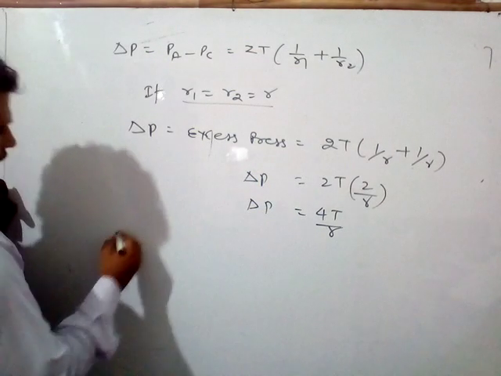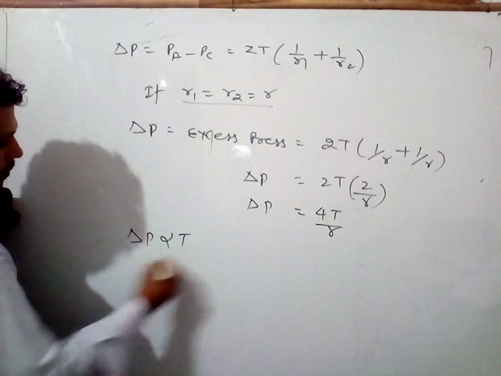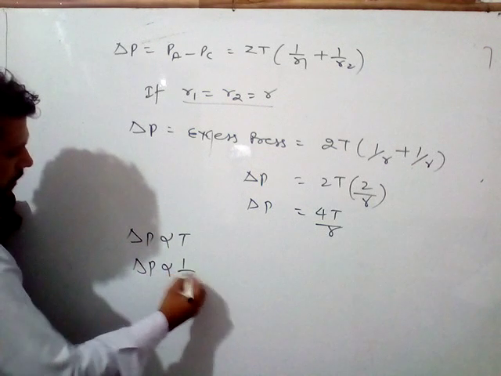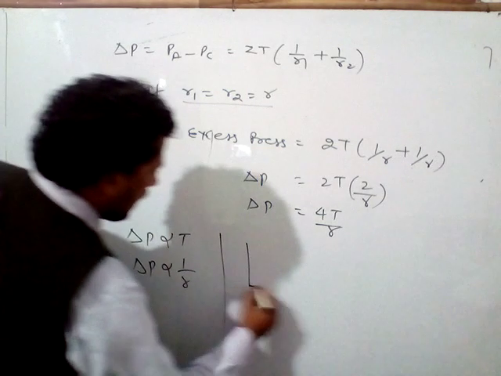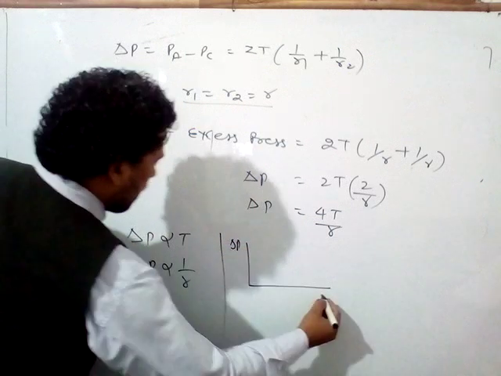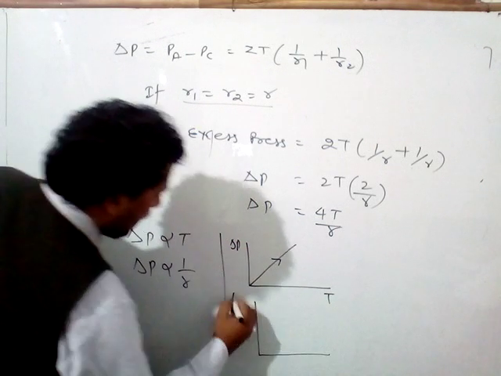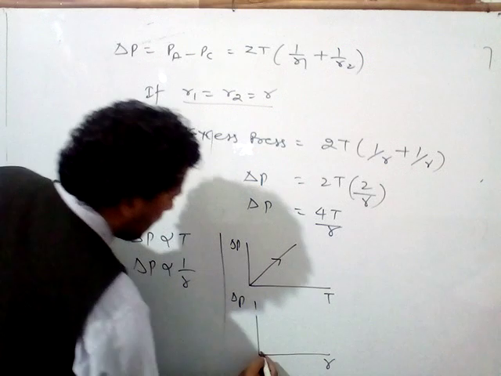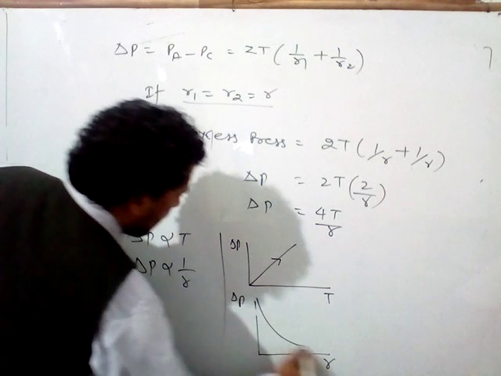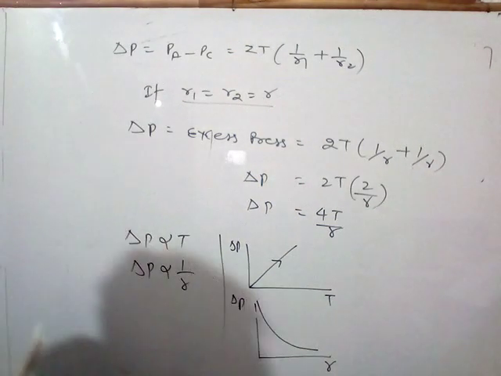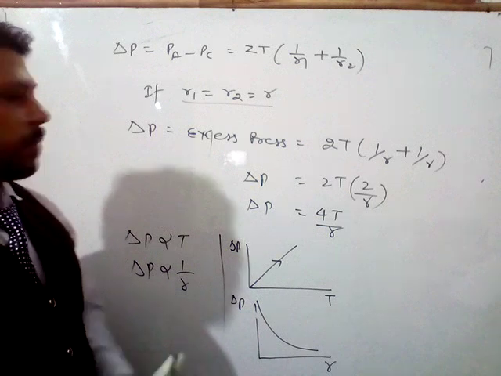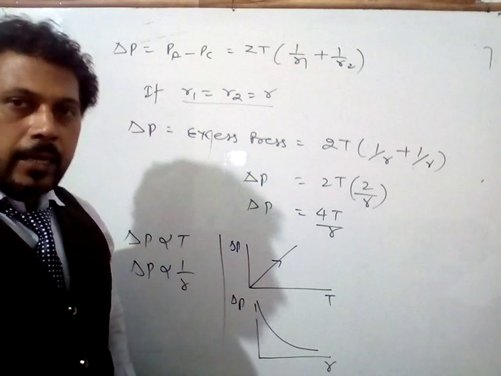So we can say that delta P is directly proportional to T and delta P is inversely proportional to r. So the graph between extra pressure and surface tension will be a straight line, and the graph between extra pressure and the radius of the bubble will be of this form. Okay, so in this way we calculate the extra pressure in the liquid drop and soap bubble.